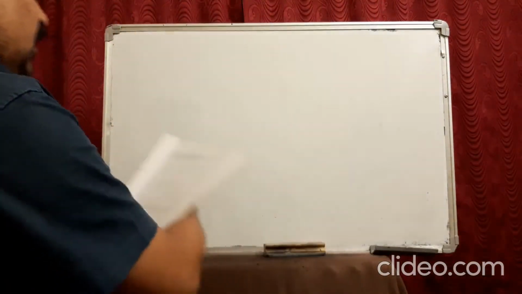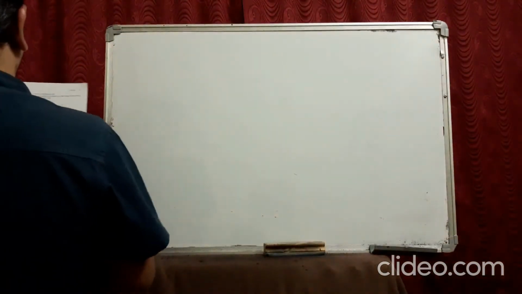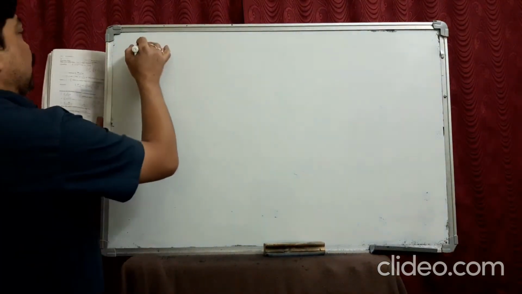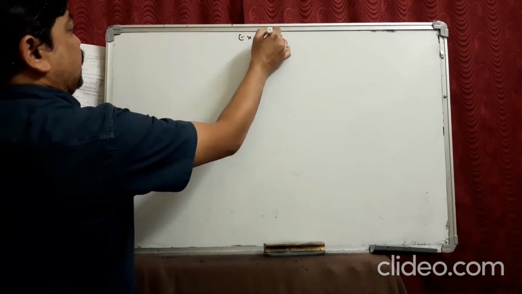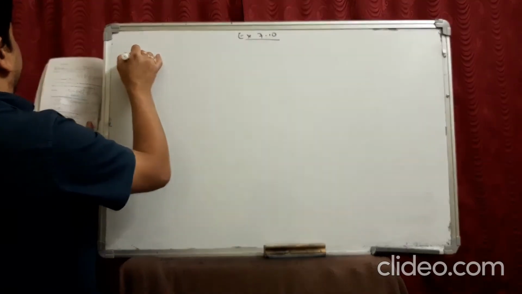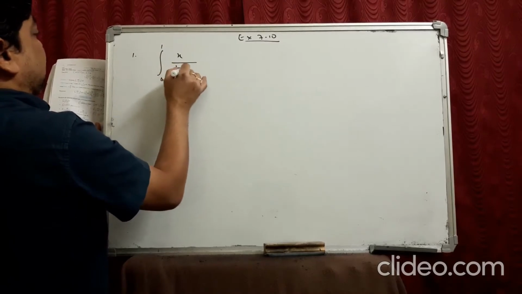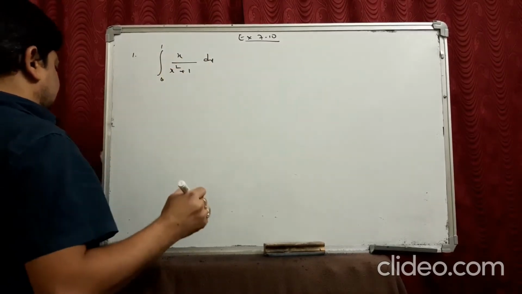Hi students, here I am going to explain you exercise 7.10 of integration. Okay, let us say this is our definite integration with substitutions, Exercise 7.10. So the first one, integration 0 to 1 x by x square plus 1 dx.